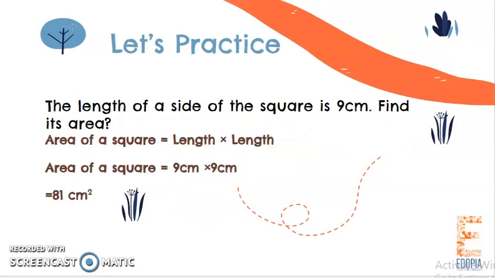Moving on to our next example, the length of a side of a square is 9 centimeters. Find its area. Area of a square equals length times its length. If the length is 9 centimeters, this means the other length of the square is also 9. Area of square equals 9 centimeters into 9 centimeters. That equals 81 centimeters square.